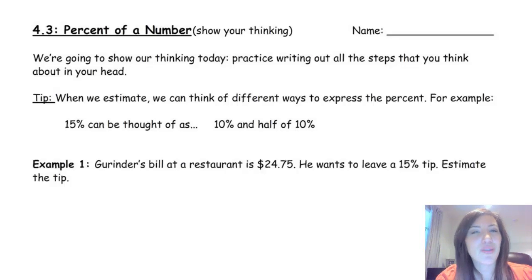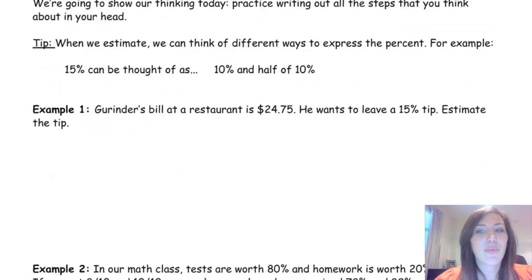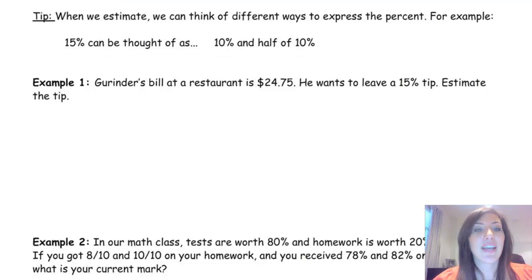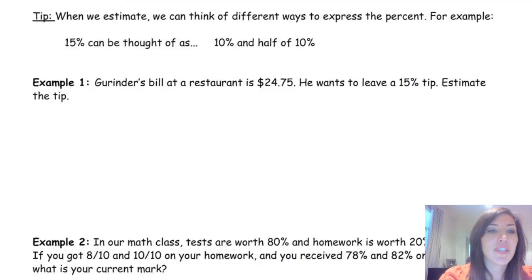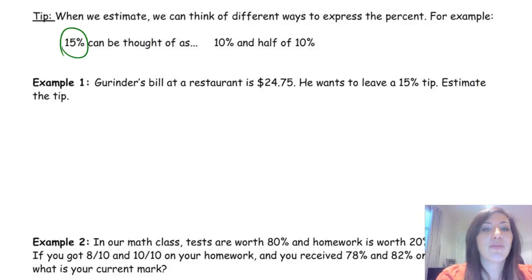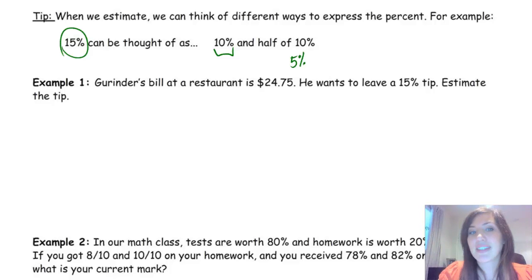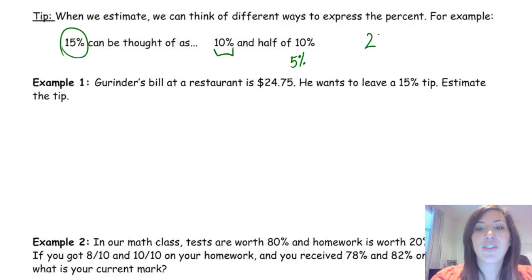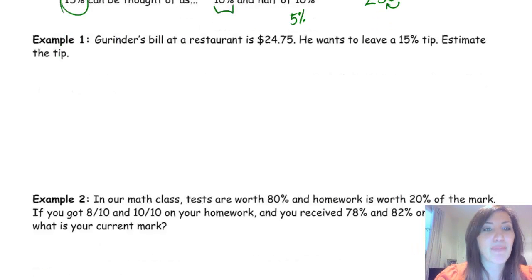Today we will be using our brains a little bit, not a calculator, to try to estimate the percent of a number. There are a few different ways that we can express a percent. For example, if you have something that's 15%, we can break this down to 10% and half of 10%, which is 5%. When we want to do 10% of a number, let's say of 230, we just move the decimal place over one time. So let's look at an example.